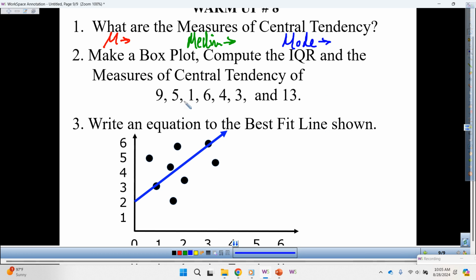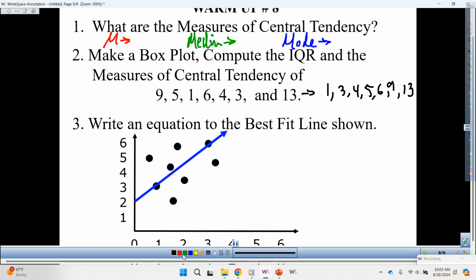All right, so first thing we do with data is set it in ascending order. So this becomes 1, 3, 4, 5, 6, 9, and 13. So tell your neighbor what you got for the measures of central tendency for that data. Then Aaron A. is going to pass someone what you get for your measures on that. All right, Aaron, pass someone.